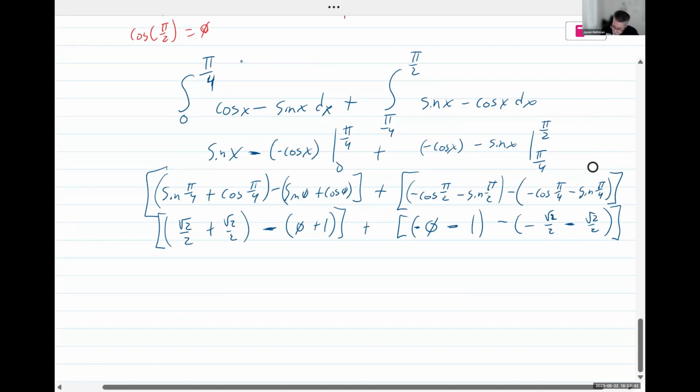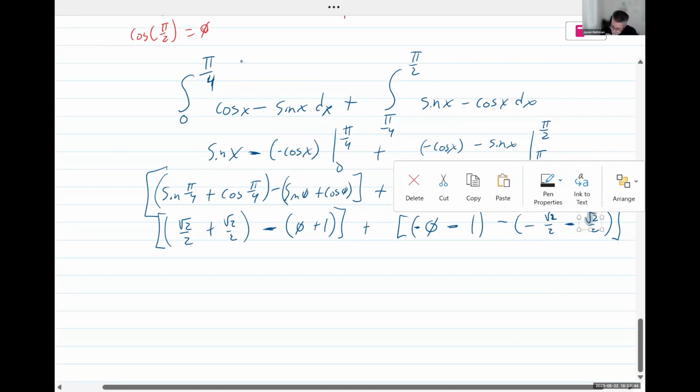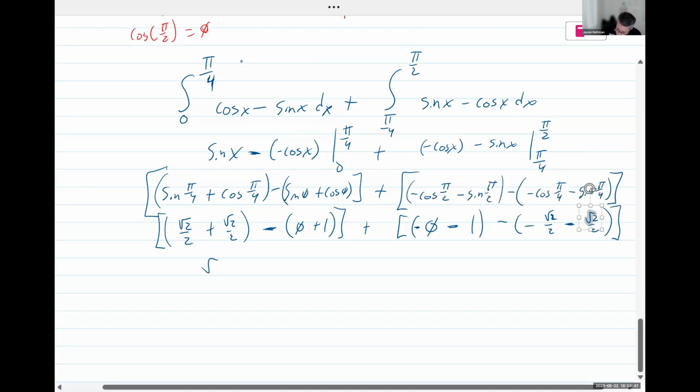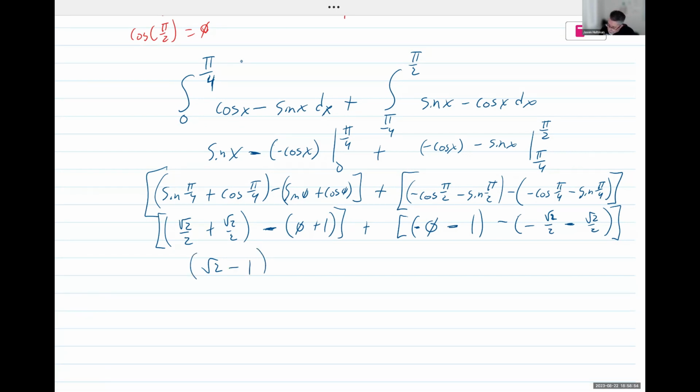Okay, so we have radical 2 over 2 plus radical 2 over 2. So that's 2 radical 2's over 2, which is just radical 2. Minus 1 over there. And then we have a minus 1 over here. And then we have negative radical 2 over 2 minus radical 2 over 2, that's going to be negative radical 2. But then I have a minus, so that's a minus negative radical 2. And so that's just going to be plus radical 2.